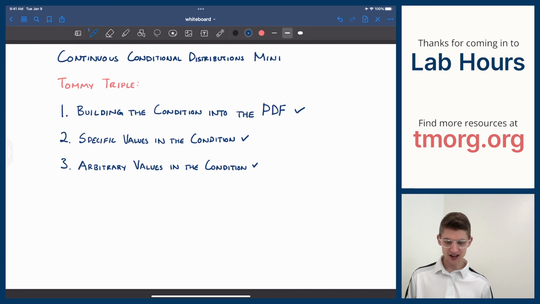So that is going to cover the continuous conditional distributions mini lecture. That's our Tommy triple. We built a condition into the PDF and talked about what you can do with that after you build it in. We talked about building it in with specific values, and also with arbitrary values so that you can plug in specific values later. That is going to be it for today.